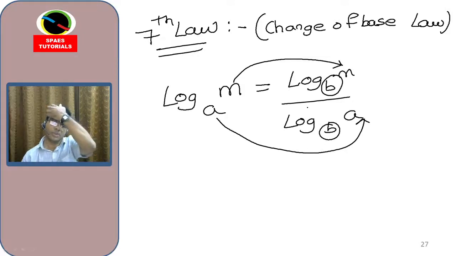That means log m to the base a can be written as log m to any base divided by log a to the same base. So let's see the proof for it.